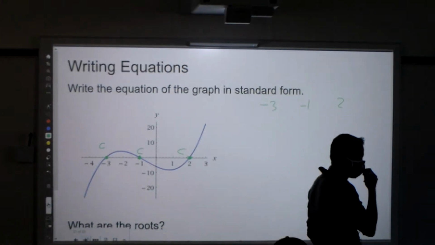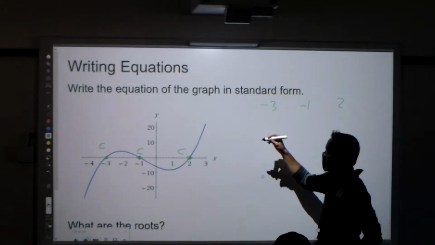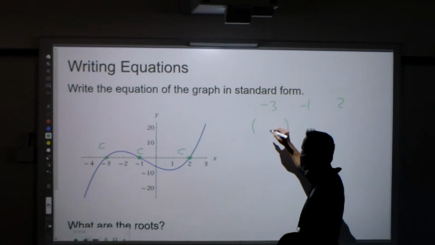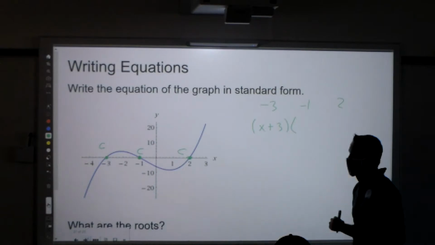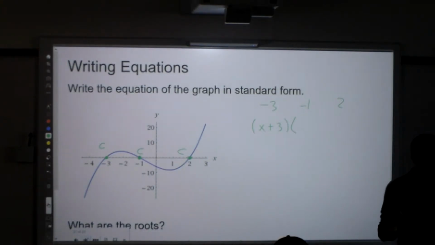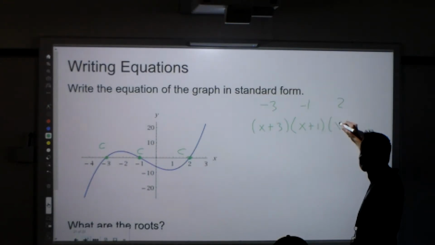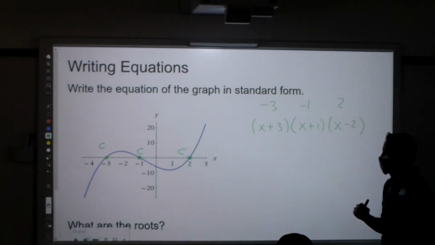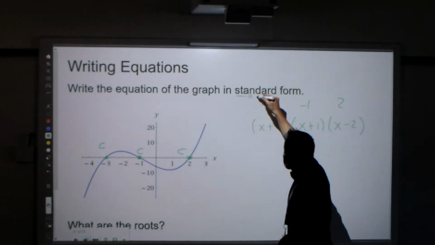The question is, how would I put that into parentheses? What we saw from earlier is we do the opposite. So if I see -3, what would that look like in parentheses? X plus 3. What about -1? What would that look like? X plus 1. And then with the 2? And guess what? That's your equation in intercept form. Isn't that great? Now, this does say it wants it in standard form.